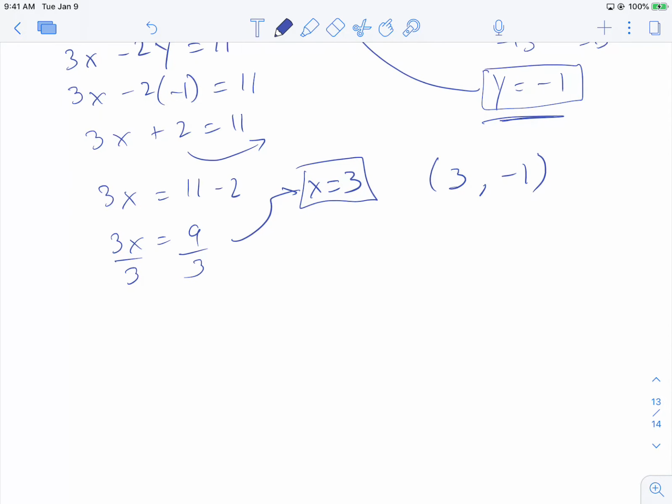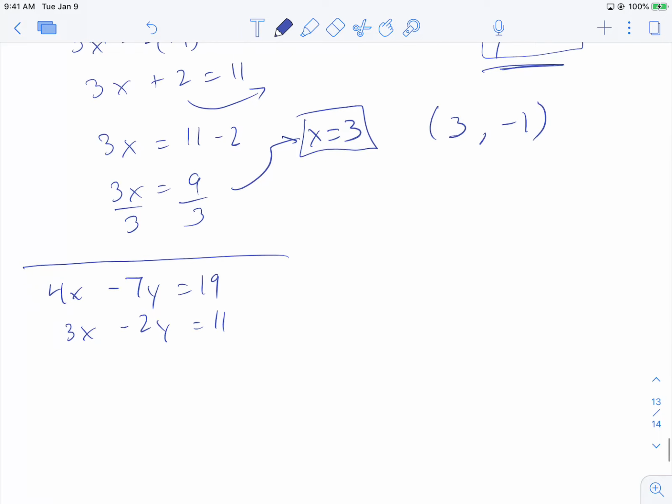So let's try that. So again, I have 4x minus 7y equals 19, and I have 3x minus 2y equals 11, and which one's easier to isolate for? Neither of these are really great, so I'm going to pick this 2y here to isolate for. So I'm going to move this 2y over, and I'm going to bring that 11 over just so I can make that 2y positive, or else it would be negative.